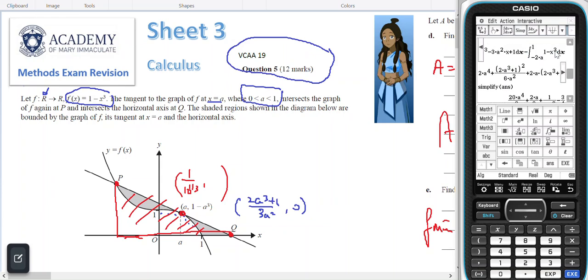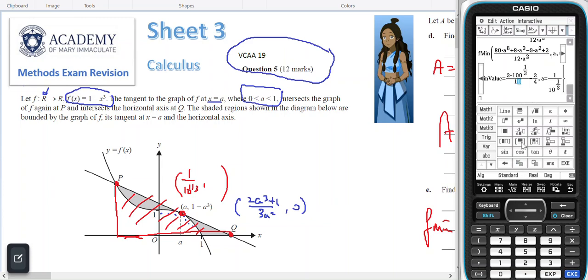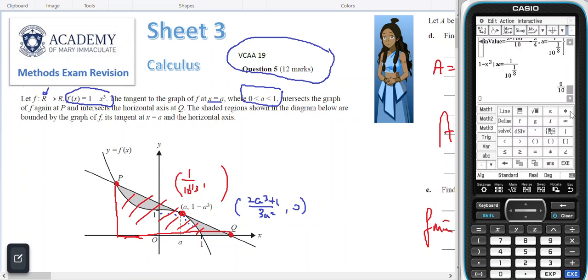so if I grab this, copy, paste, and math3 given x equals 1 on 10 to the 1/3, I get y equaling 9/10.